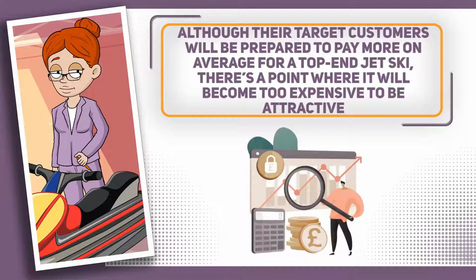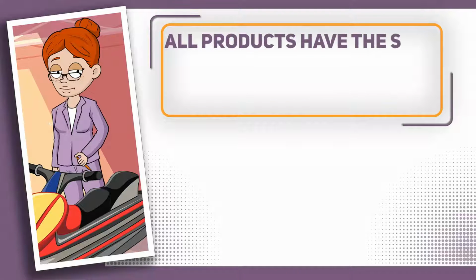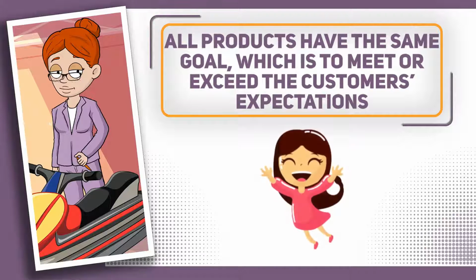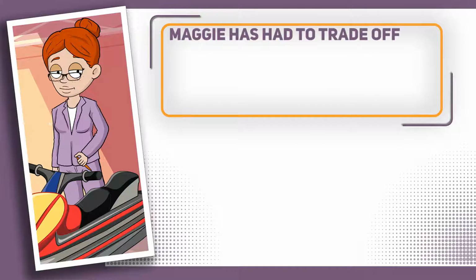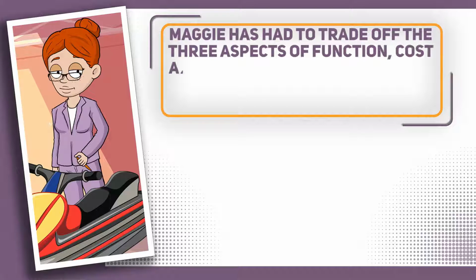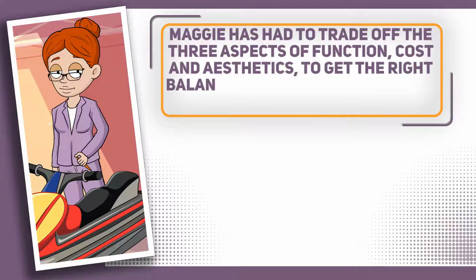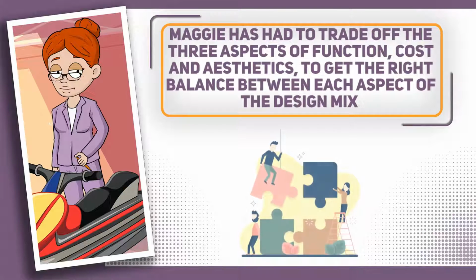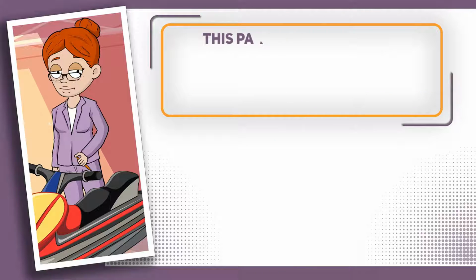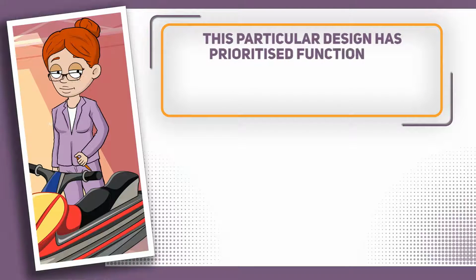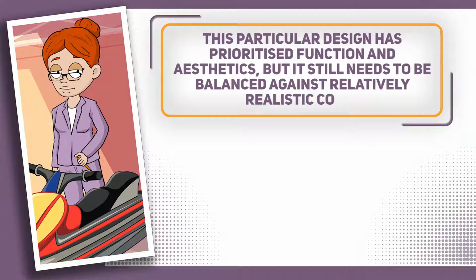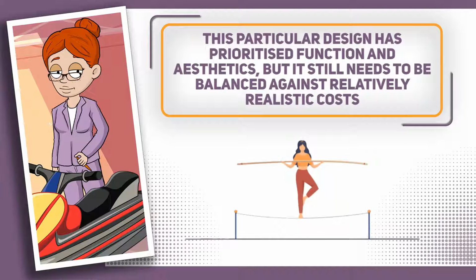Let's look at the importance of the design mix for Maggie and Jupiter jet skis. All products have the same goal, which is to meet or exceed the customer's expectations. We can see how Maggie has had to trade off the three aspects of function, cost, and aesthetics to get the right balance between each aspect of the design mix to meet the needs and the wants of the target market. This particular design has prioritized function and aesthetics, but it still needs to be balanced against the relative realistic costs to meet the customer's expectations.